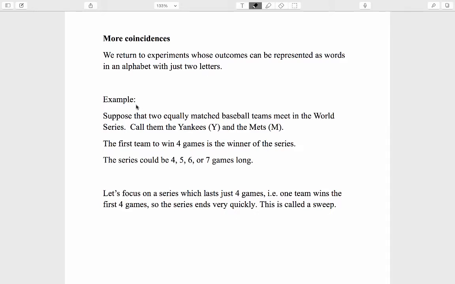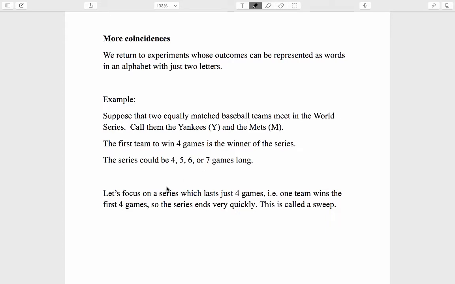As an example, suppose that 2 equally matched baseball teams meet in the World Series. Let us call them the Yankees, represented by the letter Y, and the Mets, represented by the letter M. We're just going to imagine that these are equally matched teams. The way the World Series works is that the first team to win 4 games is the winner of the series. That means that the winning team could win 4 games to none, then the series lasts only 4 games, or 4 games to 1, in which case the series lasts 5 games, or it could last 6 games, or it could last 7 games. It could be that one team wins 4 games and the other team wins 3, but it could not last any more than 7 games.